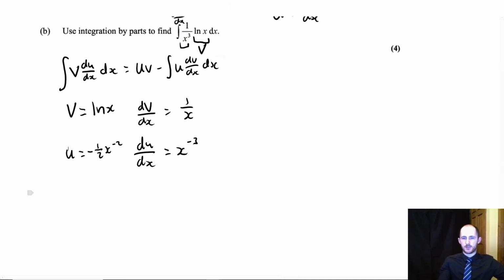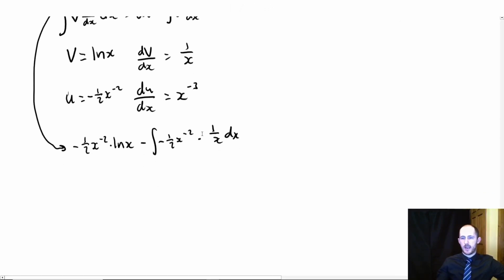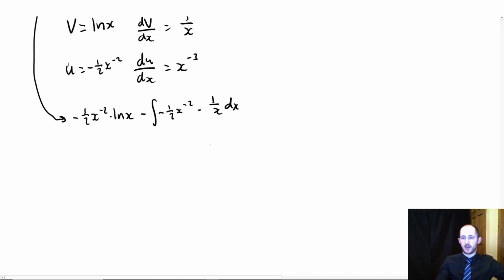So let's actually do this integral. So I'm going to jump straight from here. I'm going to apply the parts rule. So we have u times v. So u is minus a half x to the minus 2 multiplied by v, which is ln x, minus the integral of u, which again is minus a half x to the minus 2 multiplied by dv by dx, which is 1 over x. So now all I need to do is work out what this thing is, and I'm done.